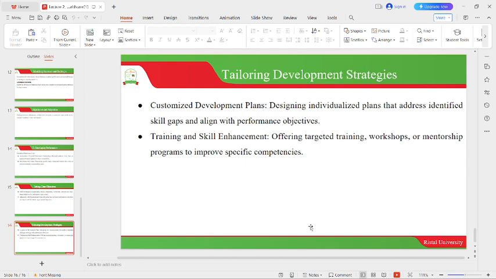The next one is tailoring development strategies. Of course, I've been explaining this. You need to customize or personalize it. You cannot give training to someone who already has the skills. That training will be useless in terms of skill gain, because training is all about gaining skills. If the person already has the skill but you force the person to undertake the same training, then nothing is learned because the person already knows what he or she is supposed to do.